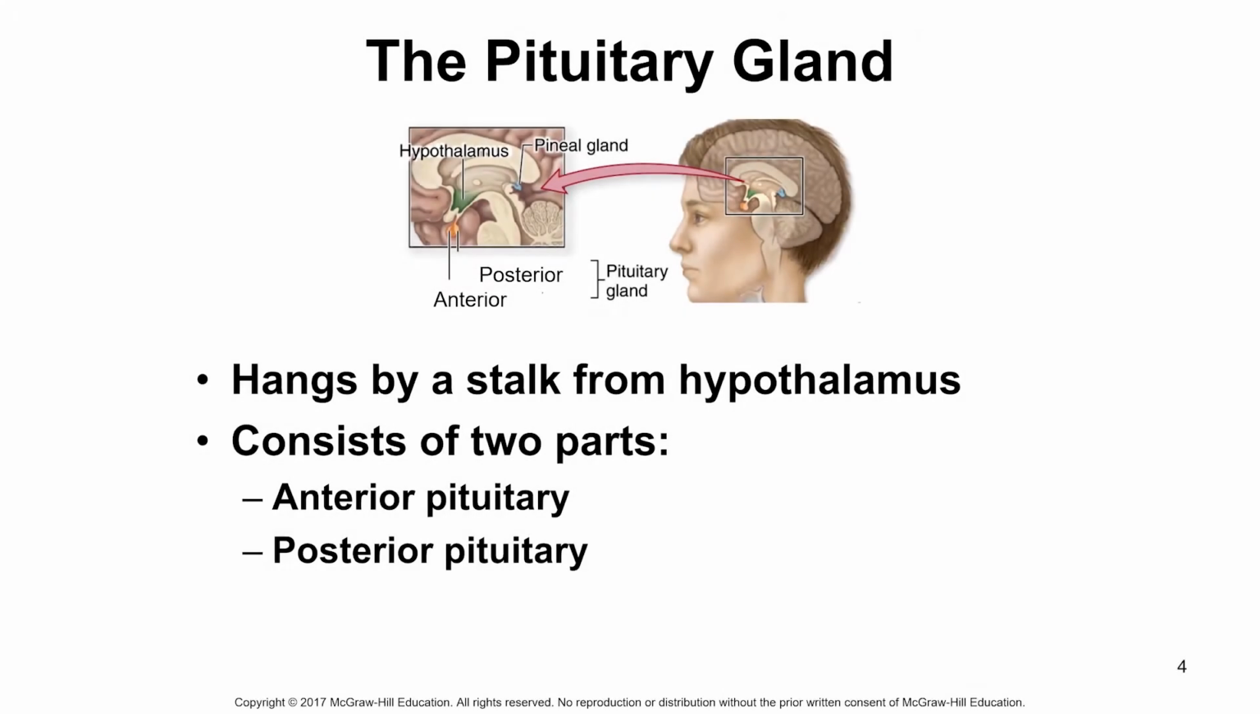The pituitary gland is a compound gland. It consists of the posterior pituitary or the neurohypophysis and the anterior pituitary or the adenohypophysis. The pituitary gland hangs from a stalk from the hypothalamus at the base of the brain.